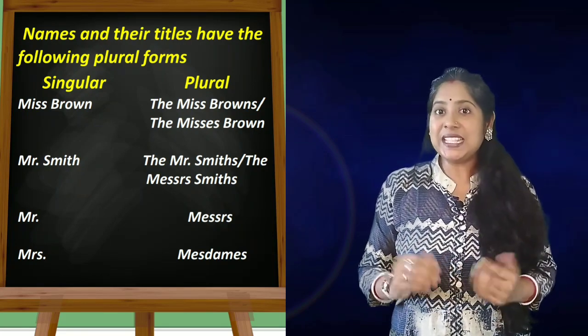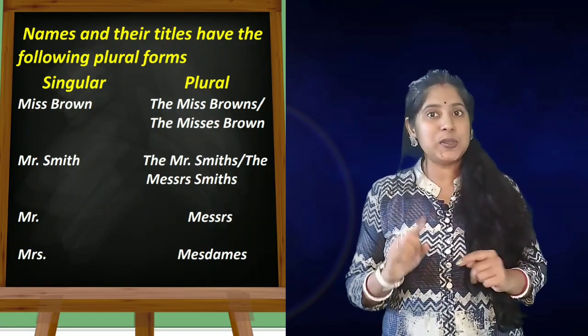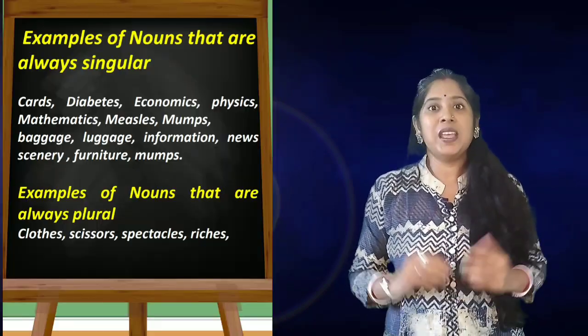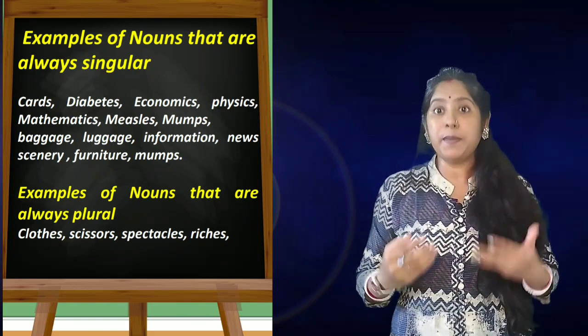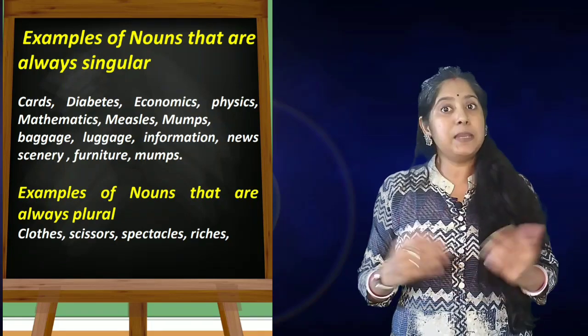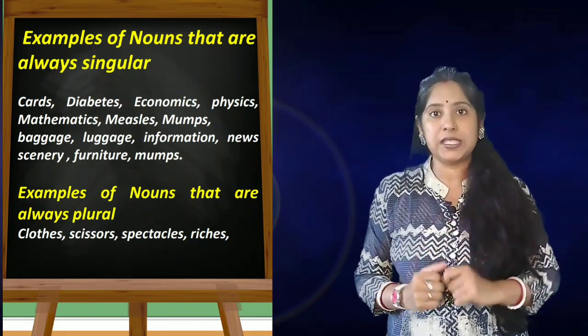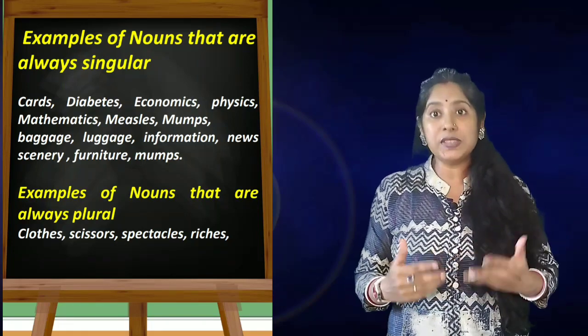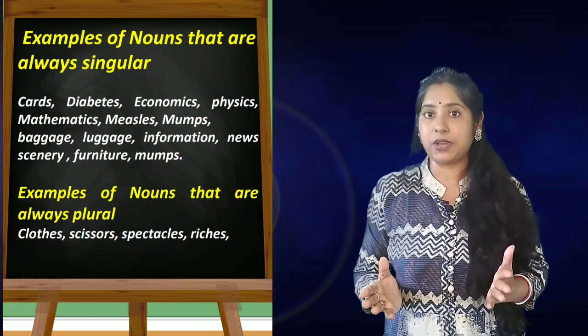Now, let's learn some examples of nouns which are always used in singular forms. Cars, diabetes, economics, physics, mathematics, and so on. Similarly, there are some nouns which are always used as plurals. For example, clothes, scissors, spectacles, riches, etc.